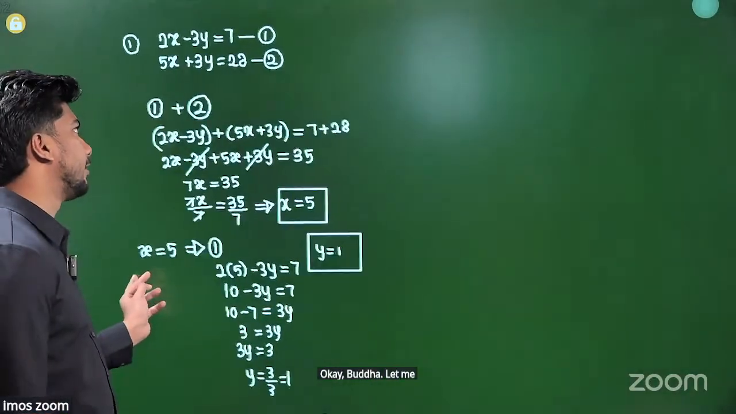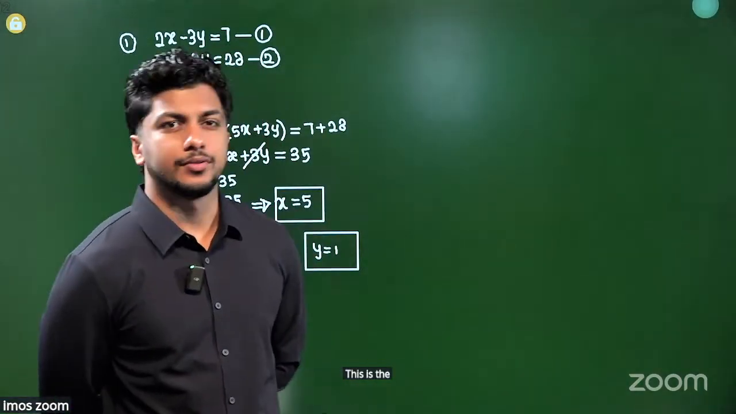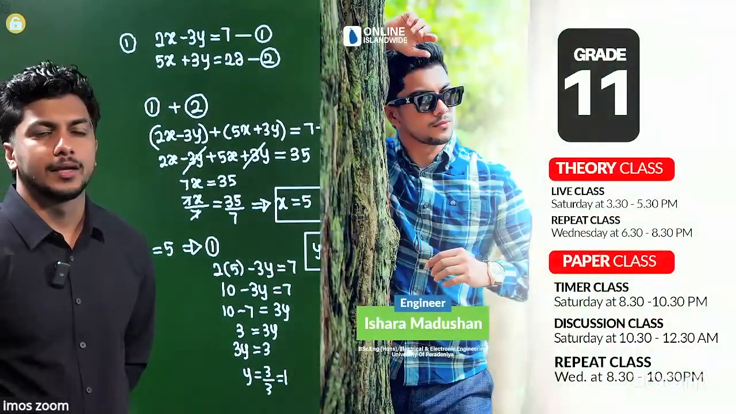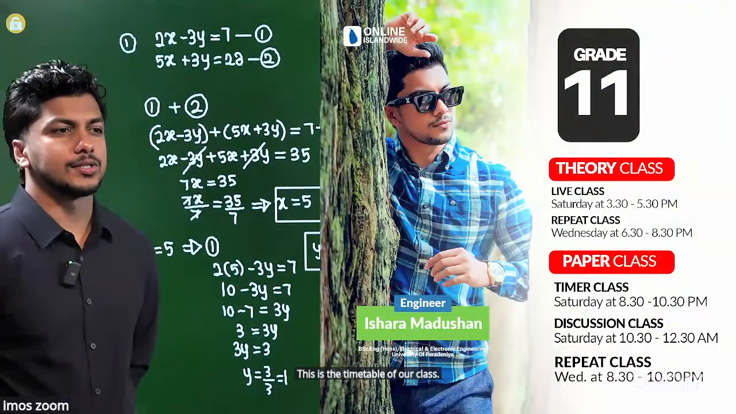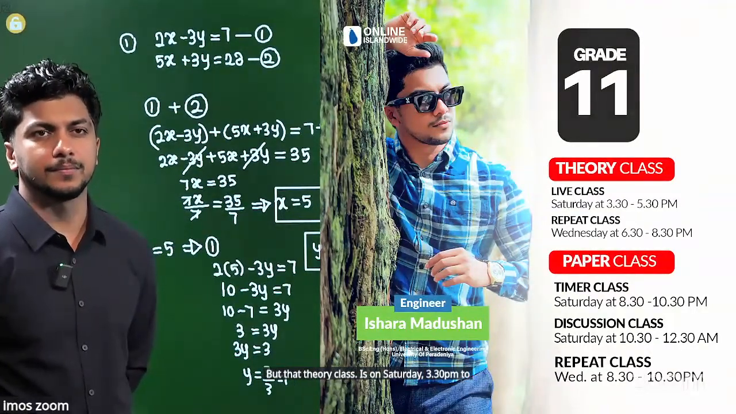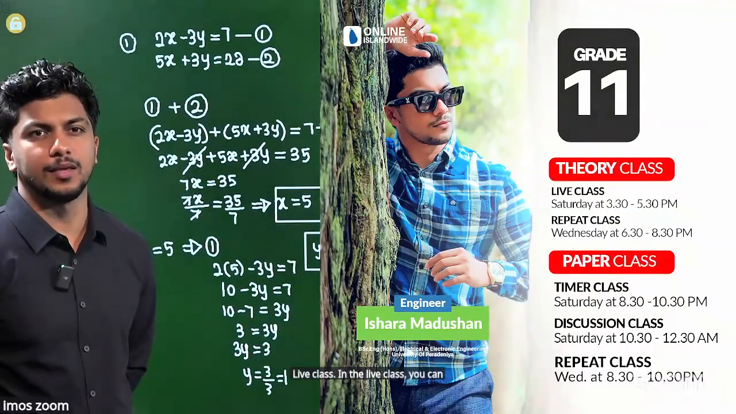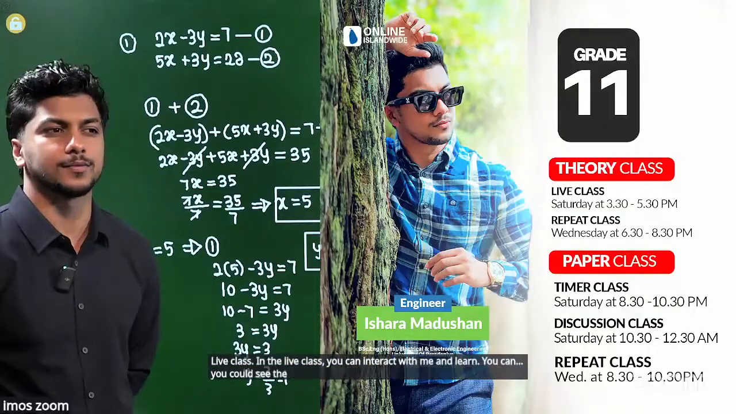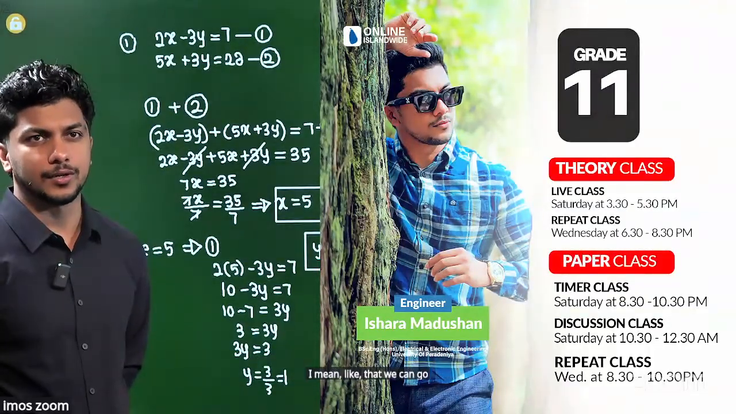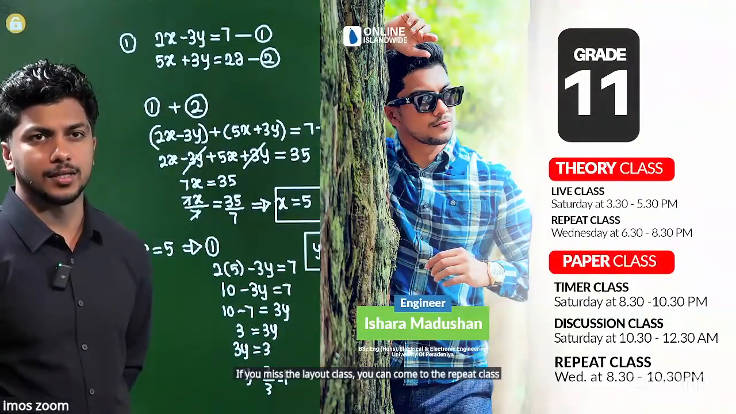Let me brief about our class. This is the timetable of our class. Buddha, theory class is on Saturday 3:30 p.m. to 5:30 p.m. live class. In the live class, you can interact with me and learn. You could see that Umar asked me the question, then like that we can go for the interactive session. If you miss the live class, you can come to the repeat class Wednesday 6:30 to 8:30.